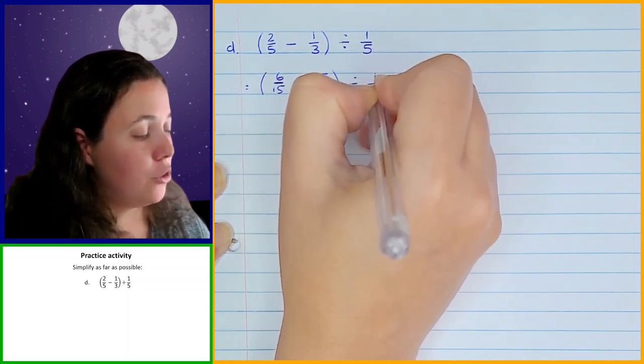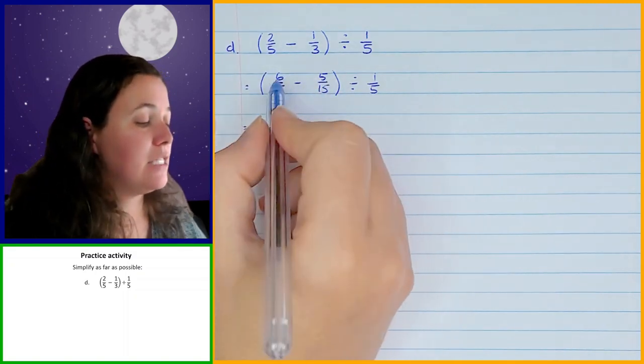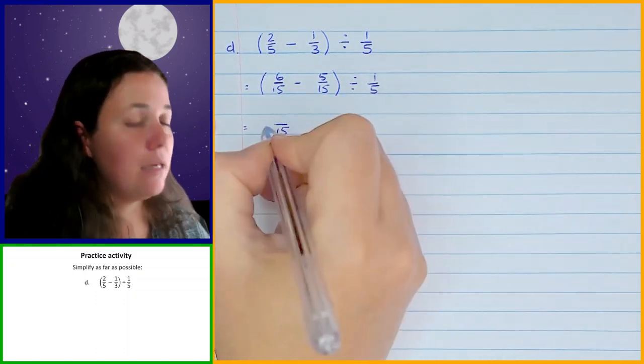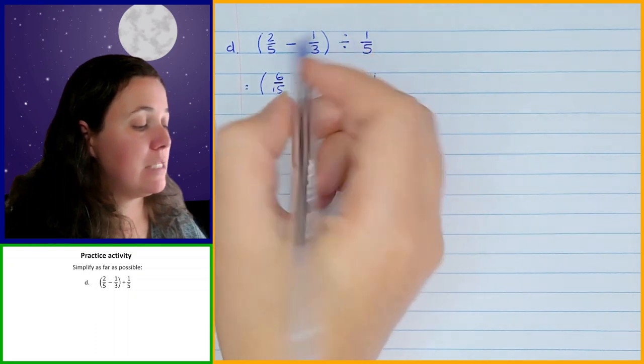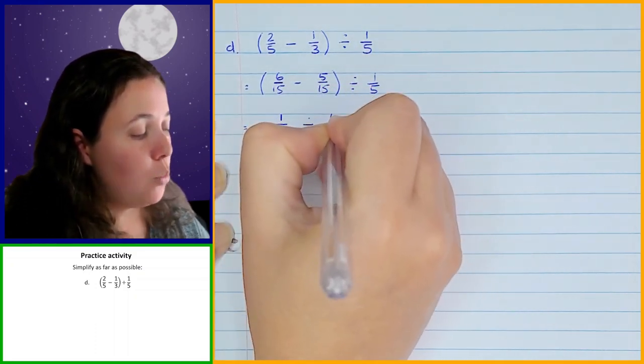divided by 1 over 5. Okay, my next step is to simplify that. 6 over 15 minus 5 over 15 gives me something over 15. Remember, I don't change the denominator. I subtract the numerators, so 6 minus 5 is 1. So I've got 1 over 15 divided by 1 over 5.